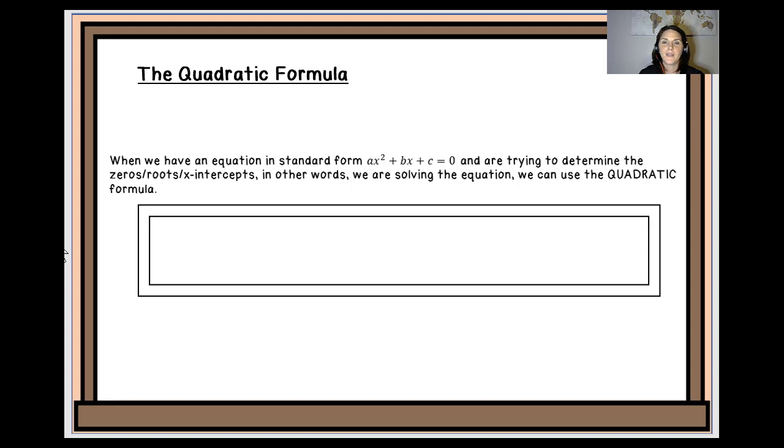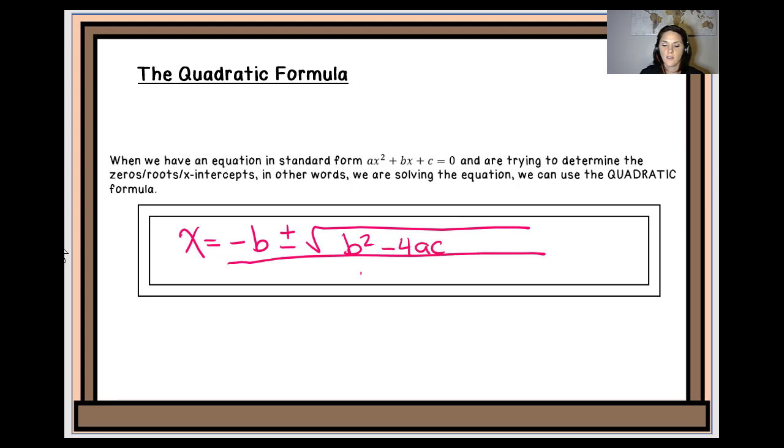So the quadratic formula is, I'm going to write it down here. x equals negative b plus or minus the square root of b squared minus 4ac all over 2a. Where a is in front of the x squared, b is in front of the x, and c is the constant at the end.